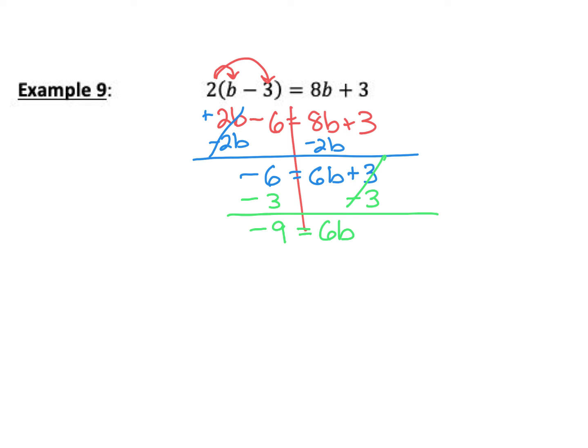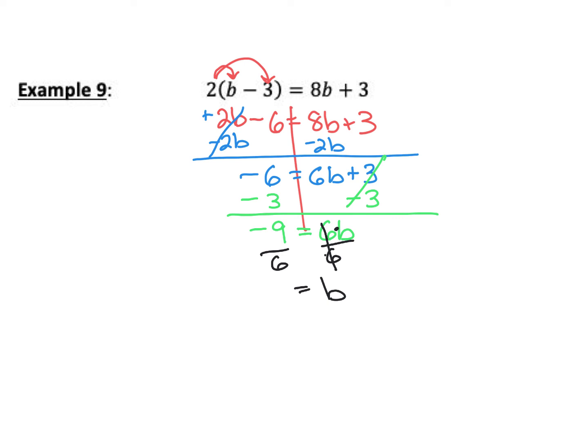Now we're going to do multiplication and division. 6 and b, they are multiplying, so then we are going to divide by 6 on both sides. 6 divided by 6 is 1. It leaves b by himself. So we have negative 9 divided by 6.